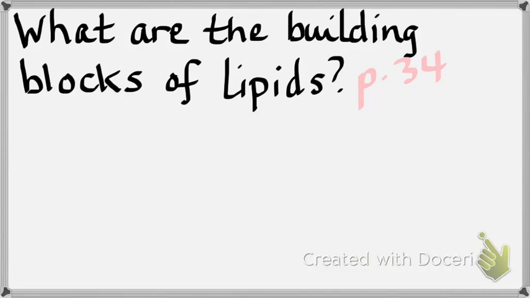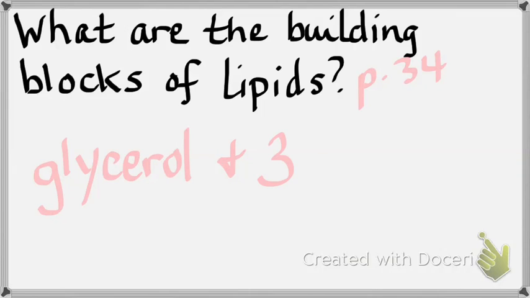Okay, still on number two, the building blocks of lipids. Now, I have a reference page up here. Would you join me on page 34? I remember this question from our lecture test last week. I think I asked you, what was a fat or oil made out of? And here it is on page 34. What is a lipid made out of? Glycerol. And what? Very good. Three fatty acids.